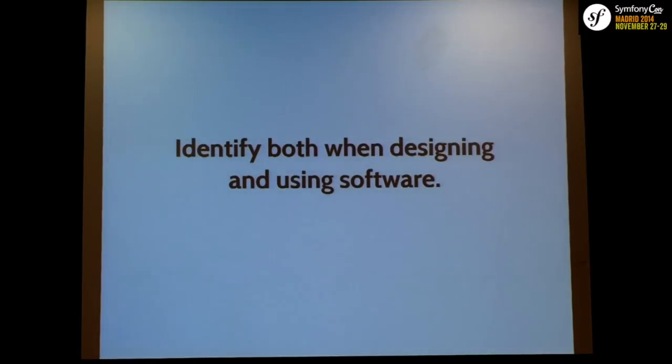So yeah, there's two parts to this. I guess this applies to life in general, but as it's a developer conference, I'll try to stay on topic. When designing software, it's a big thing, because you're creating problems not only for yourself with maintenance, but for your users. Everything you do actually impacts someone at some point.